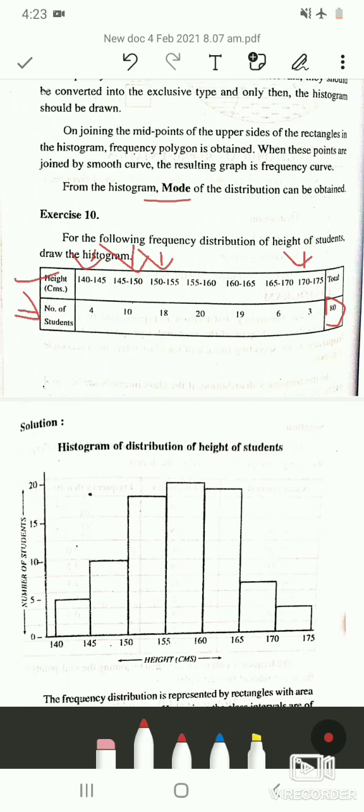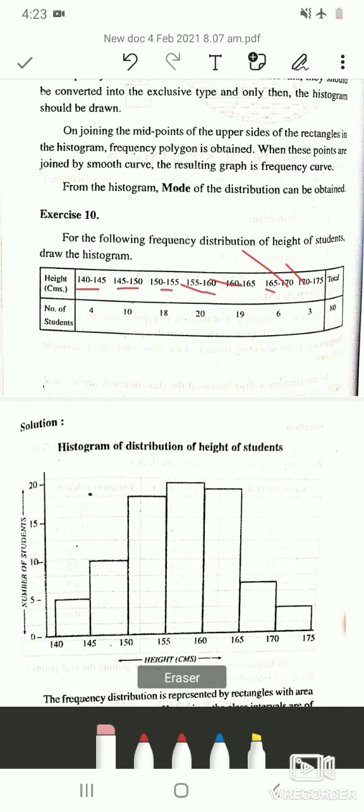So you can see that first we check whether the class intervals are of inclusive type or exclusive type. Here these are of exclusive type because the upper limit is same as the lower limit of the next class for all the class intervals. Next, check if the class widths are same. The difference is 5 in each class interval. So these are of equal width, and we can plot a histogram easily.